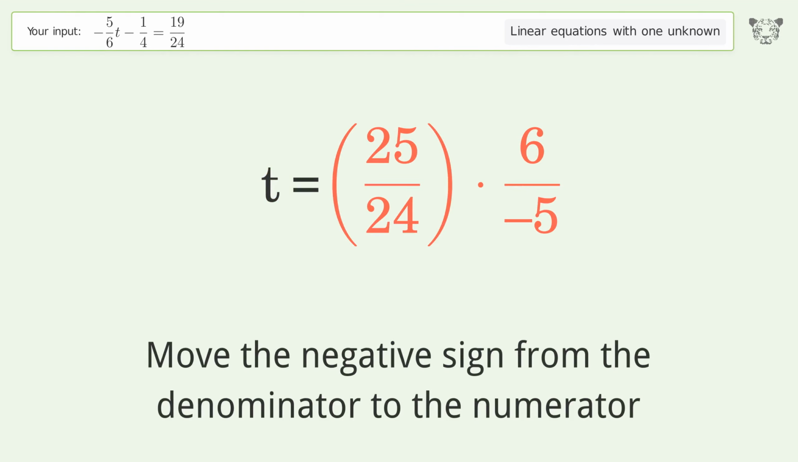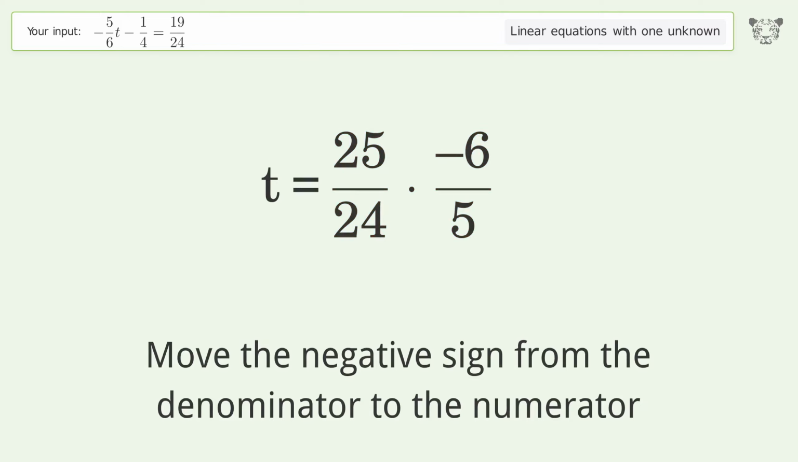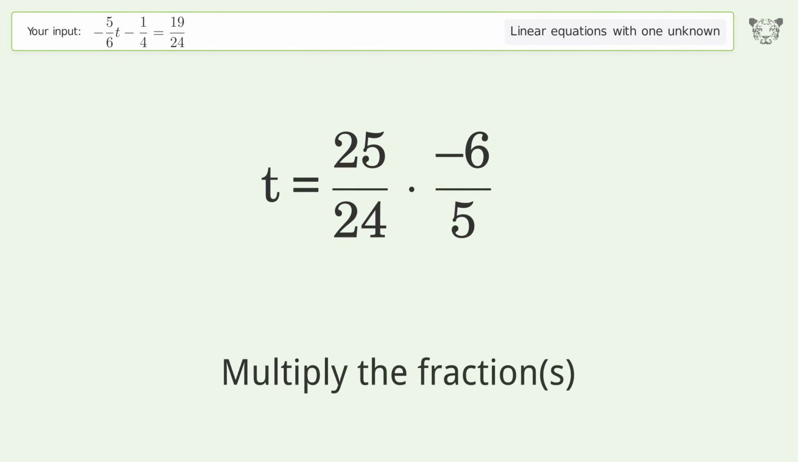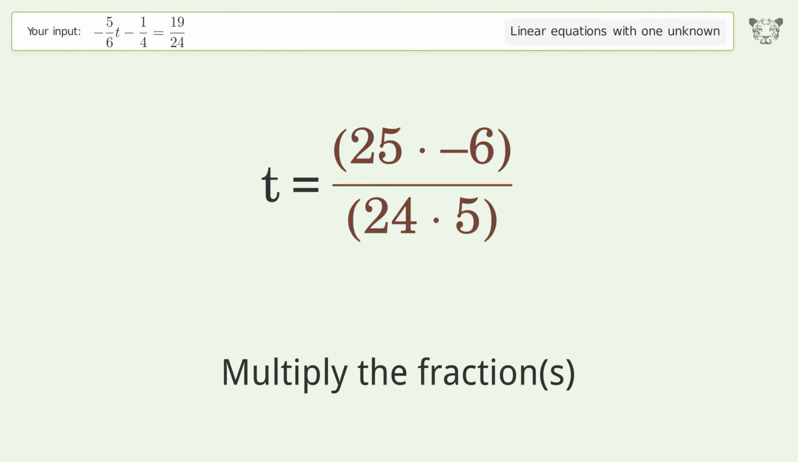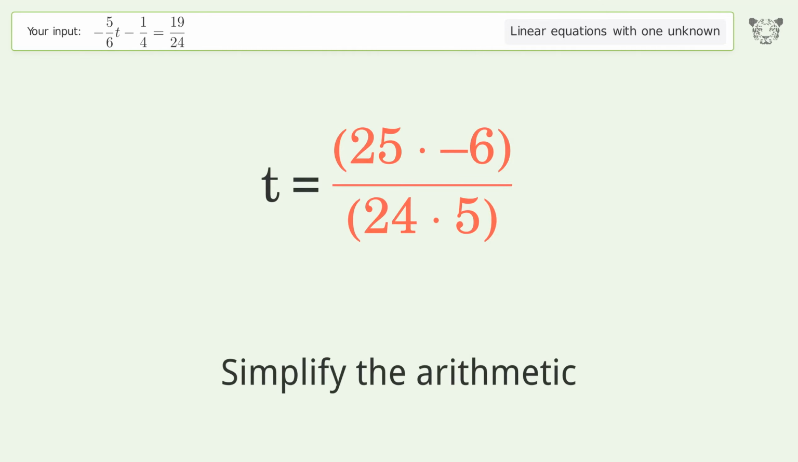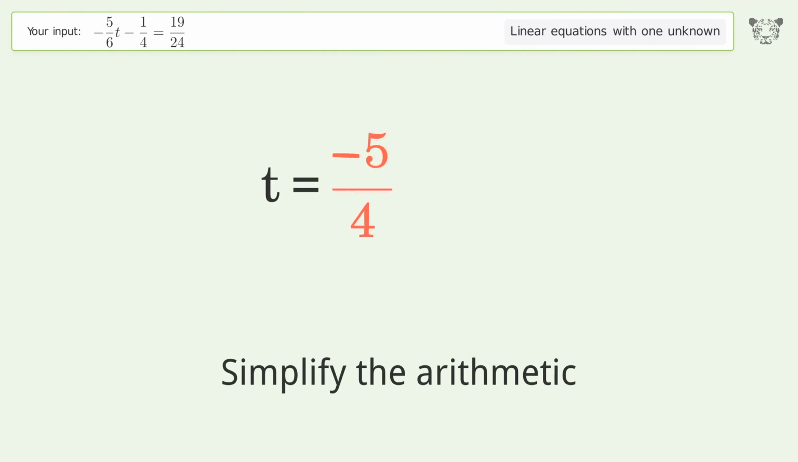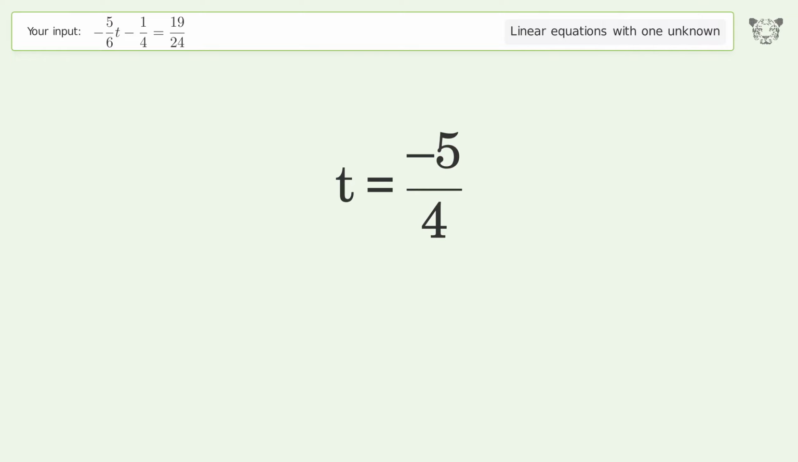Move the negative sign from the denominator to the numerator. Multiply the fractions. Simplify the arithmetic. And so the final result is t equals -5/4.